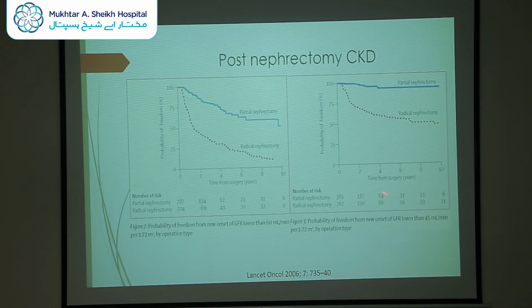If we look at the 45 ml per minute cutoff, let's take the 3-year timeline. You can see almost 95% of patients with partial nephrectomy had an eGFR of more than 45, and two thirds, 65%, of radical nephrectomy patients. So radical nephrectomy is not the gold standard anymore. What this showed us was that radical nephrectomy is an independent and major risk factor for worsening renal function. So that's out of the window now for small renal lesions.